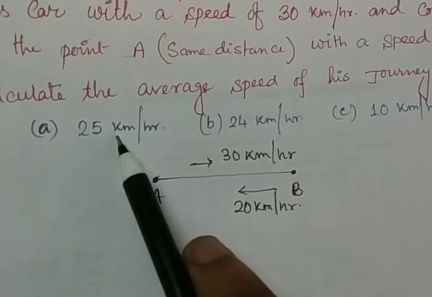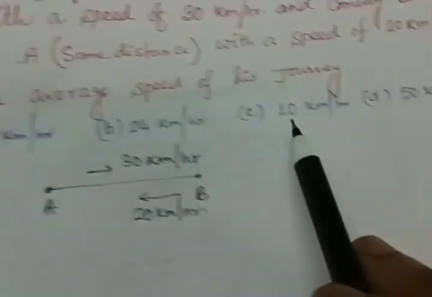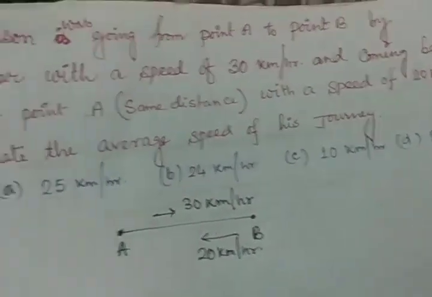I have given some options here. Just see, the first option is 25 km per hour, the second is 24, then 10, then 50. What should be the answer?